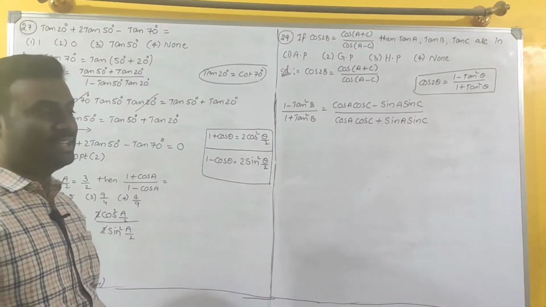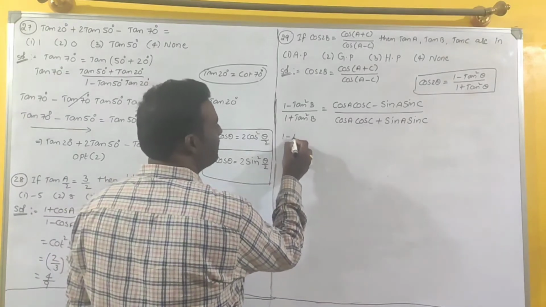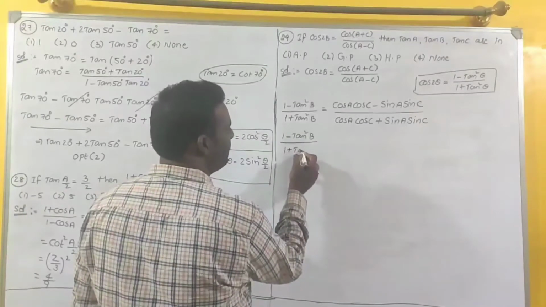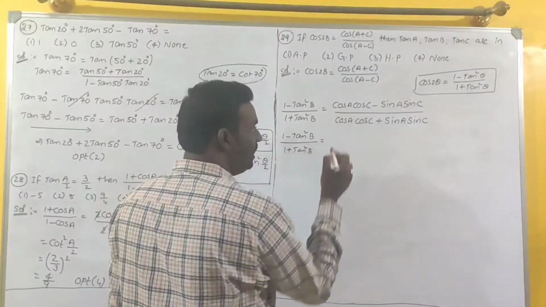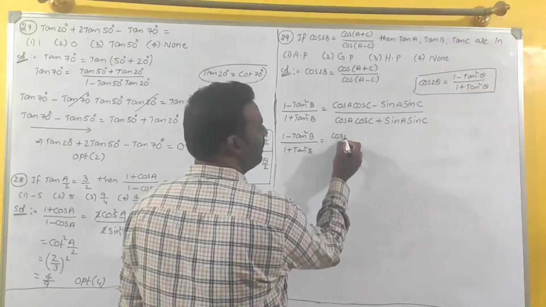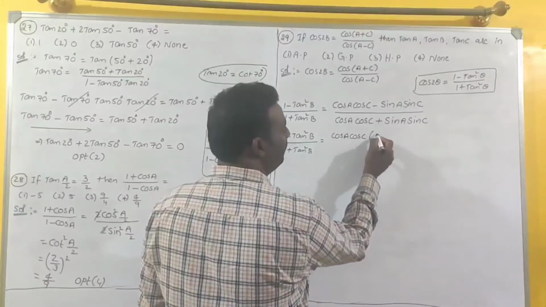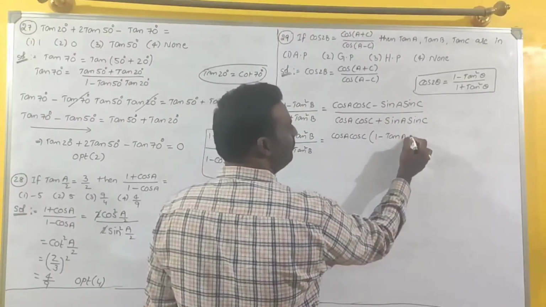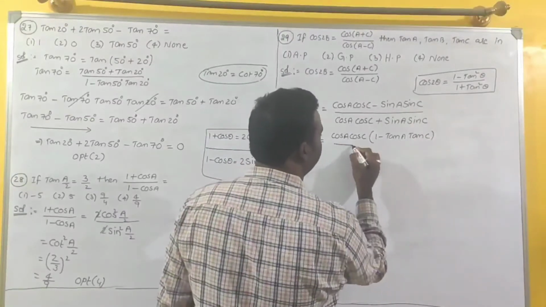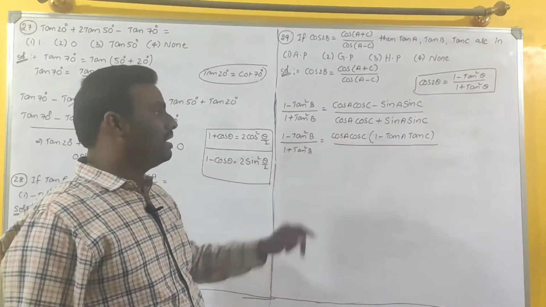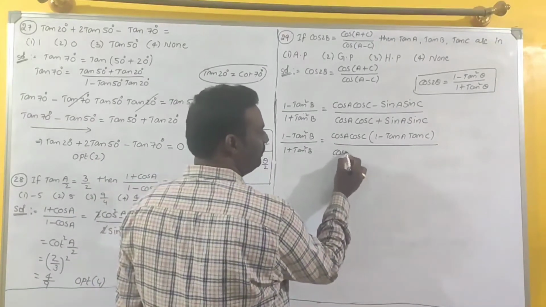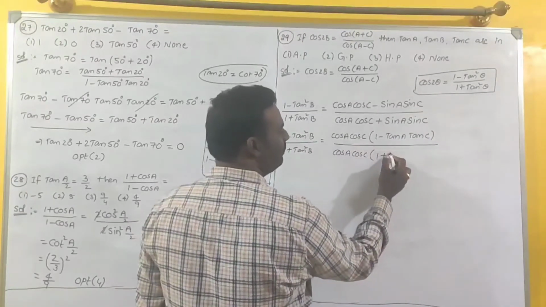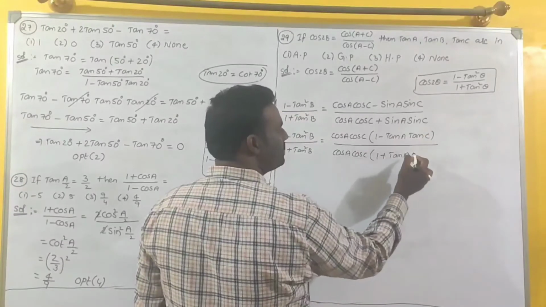Now it can be written as 1 minus tan square B by 1 plus tan square B is equal to, in this numerator I can take cos A cos C common, then 1 minus sin A by cos A, tan A, sin C by cos C, tan C. In the denominator also cos A cos C common, then 1 plus sin A by cos A, tan A, sin C by cos C, tan C.